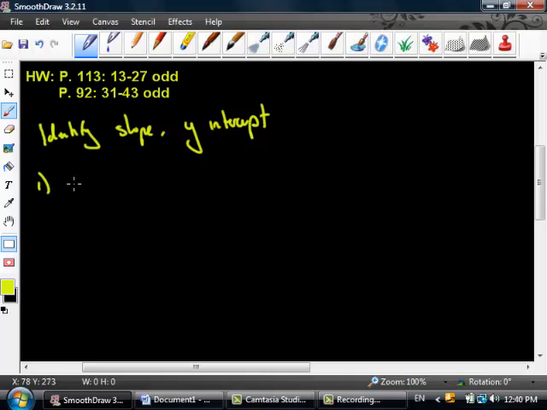So if I looked at number 1 here and said y equals 3/4 x minus 2, and I asked you to identify the slope. Now, which letter do we use to identify slope again? M. So m equals something, and then the y-intercept is represented by what letter? B. So what is m in this case? 3/4. And then b is -2. Bam. That's all there is to it, right?